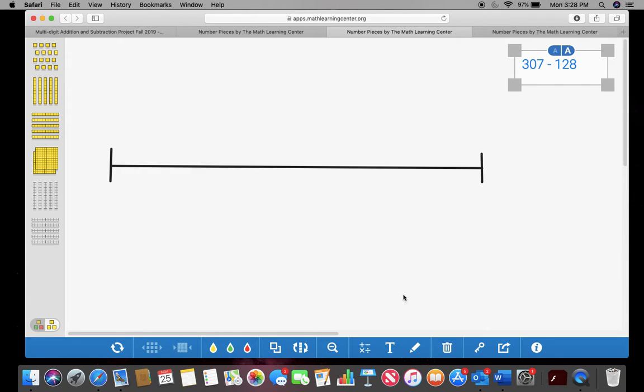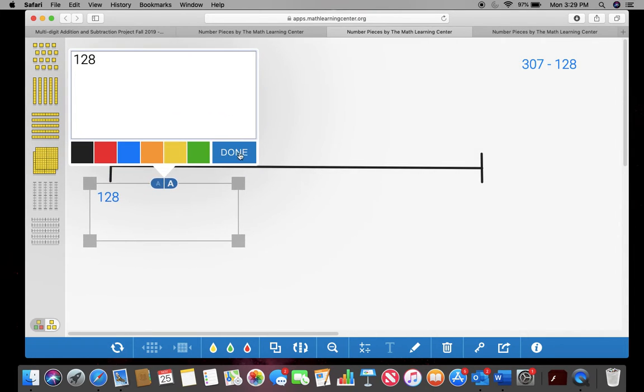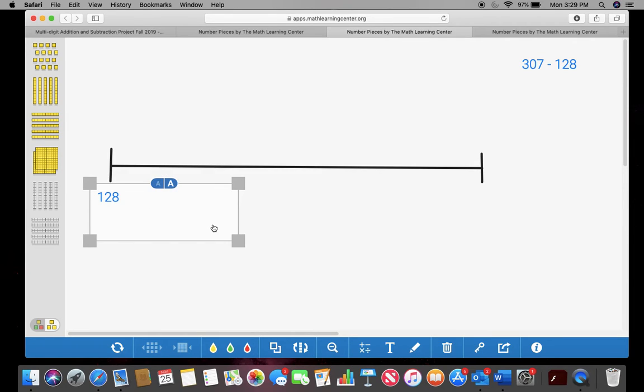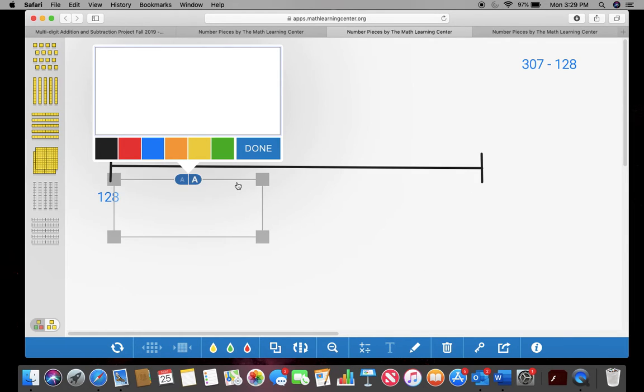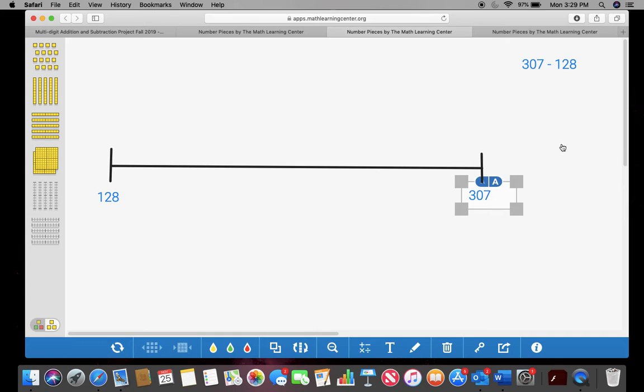So we're going to go over here, and just for neatness, I'm going to type it. So 128, that way it can be a little bit better read. 128 on the number line. And then we are going to place the largest number, 307, which is what we are working with at the end. 307, kind of move that over here. All right.